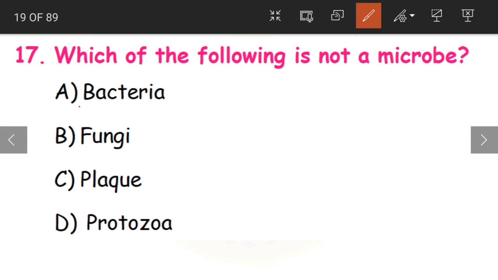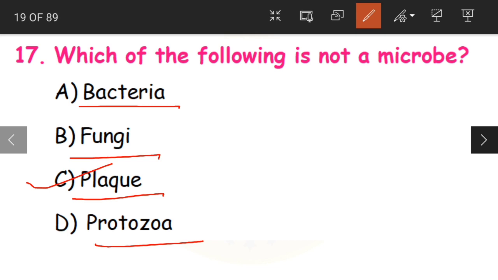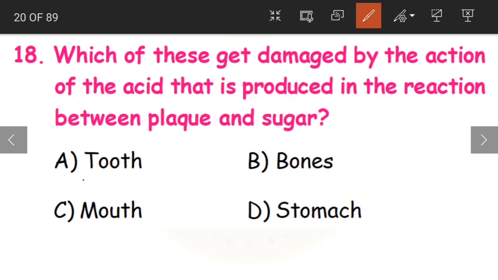Clear? 17th question. Which of the following is not a microbe? Is it bacteria, fungi, plague or protozoa? And the answer is plague. This is not a microbe. Clear? Now 18th question. Which of these gets damaged by the action of the acid that is produced in the reaction between plaque and sugar?